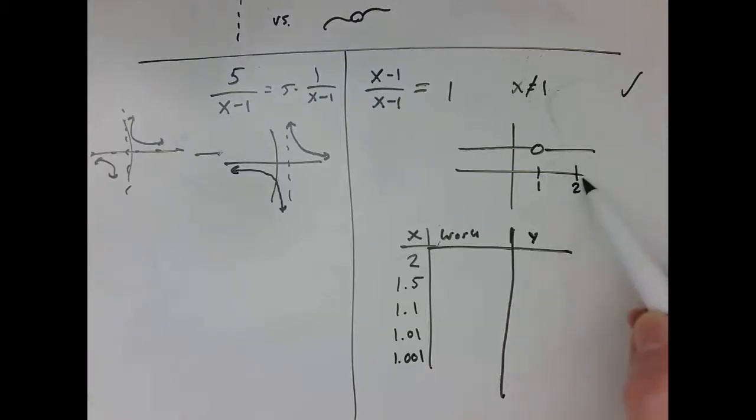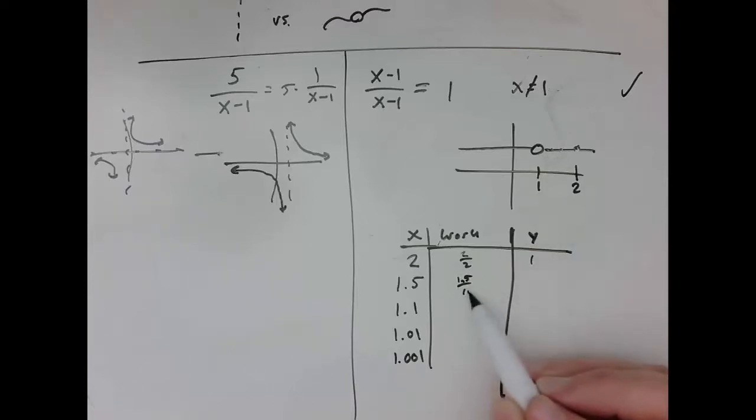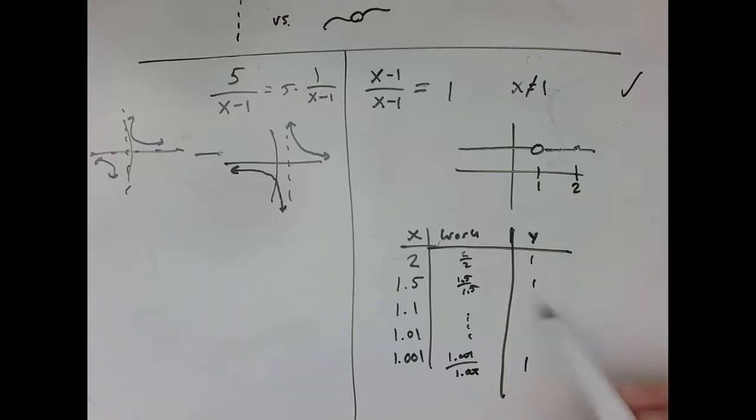So here, if I was going to make a data table where x starts at 2 and then gets closer and closer to 1, you can see from the graph, obviously, that the y values are just always equal to 1, because here I've got 2 over 2 is 1, and 1.5 over 1.5 is 1, and 1.001 over 1.001 is 1. So it doesn't matter how close x gets, the y values are always 1.